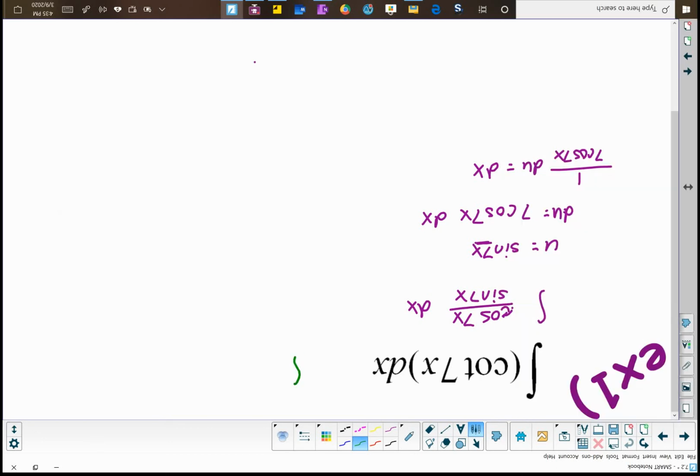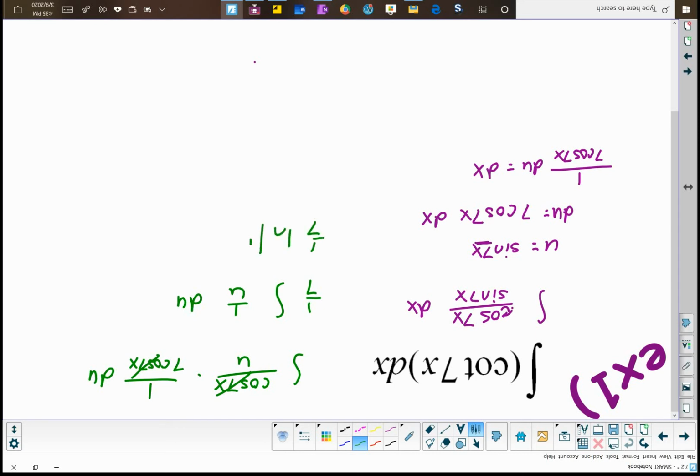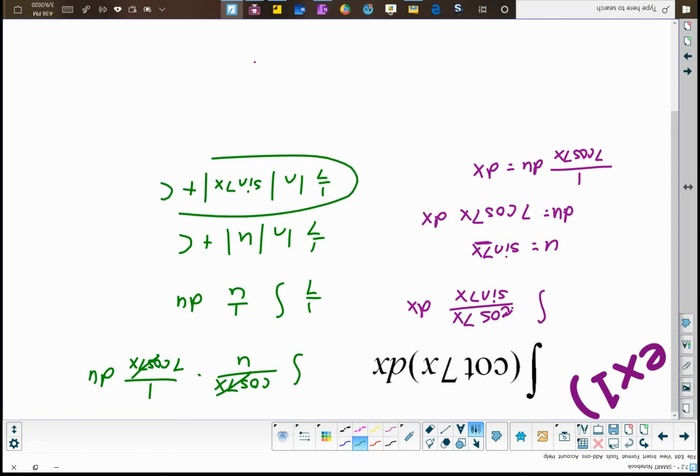So now I have the integral of cosine 7x over u times 1 over 7 cosine 7x du. It's easier to see when you pull out that constant. Remember, that's a property of integrals. So my antiderivative is natural log. I have 1/7 natural log absolute value of u plus c. And then finally plug u back in. So I have 1/7 natural log of absolute value of sine 7x plus c. There we go.